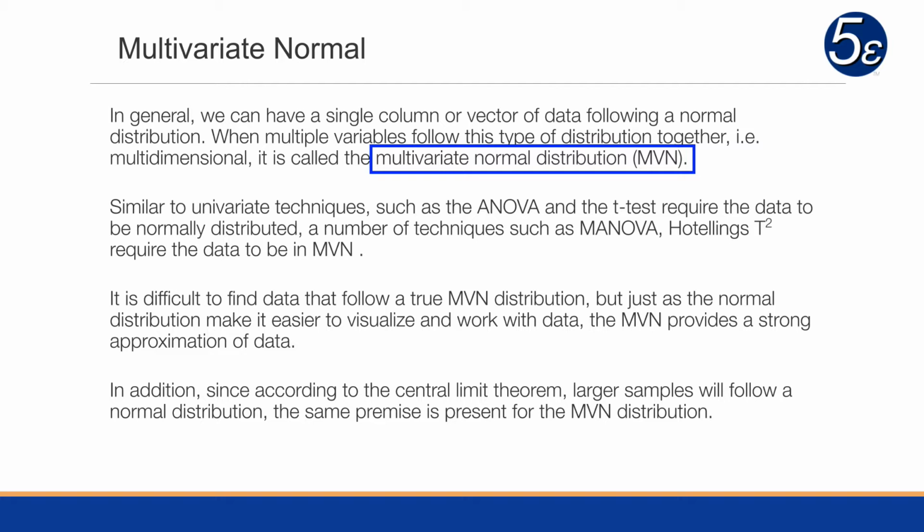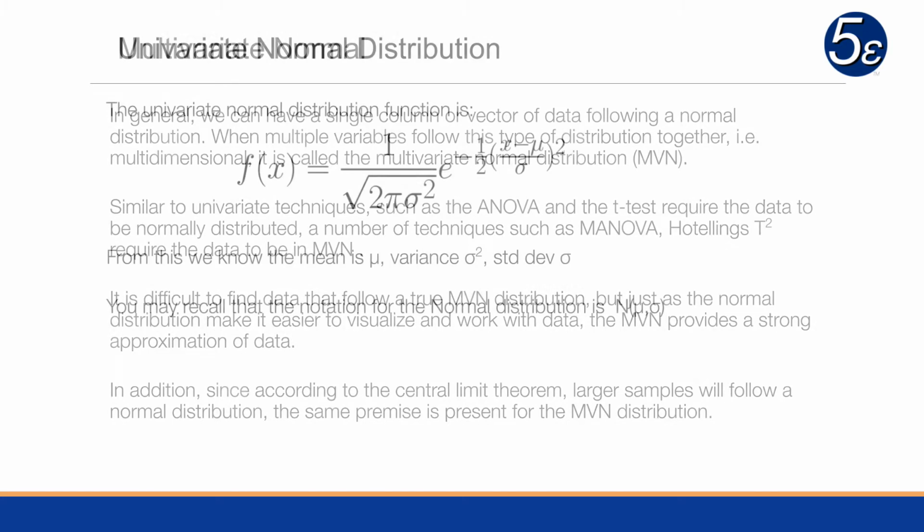Now, similar to univariate techniques such as ANOVA and the t-test that require the data in the groups to be normally distributed, a number of techniques such as MANOVA and Hotelling's t-squared will require the data to be multivariate normal. It's difficult to find data that follow a true multivariate normal distribution, but just as the normal distribution makes it easier to visualize and work with the data, multivariate normal distribution provides a strong approximation of data. In addition, since according to the central limit theorem, larger samples will follow a normal distribution, the same premise is present for the multivariate normal distribution.